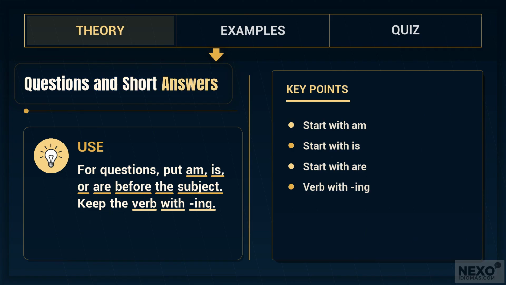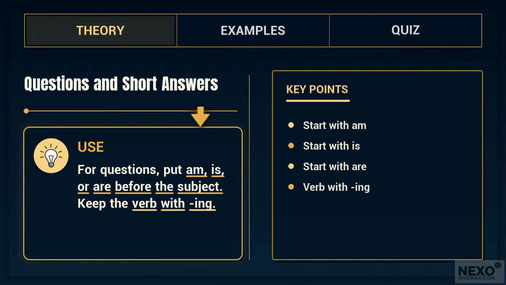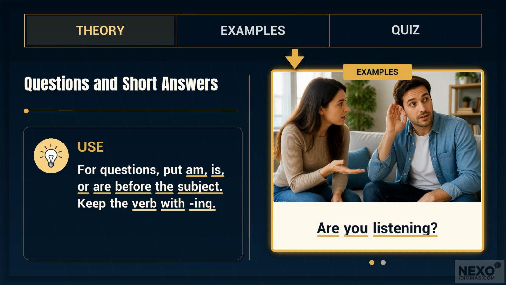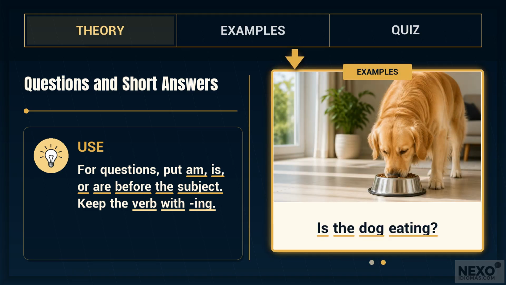Questions and short answers. For questions, put am, is, or are before the subject. Keep the verb with ing. Example. Are you listening? Example. Is the dog eating?